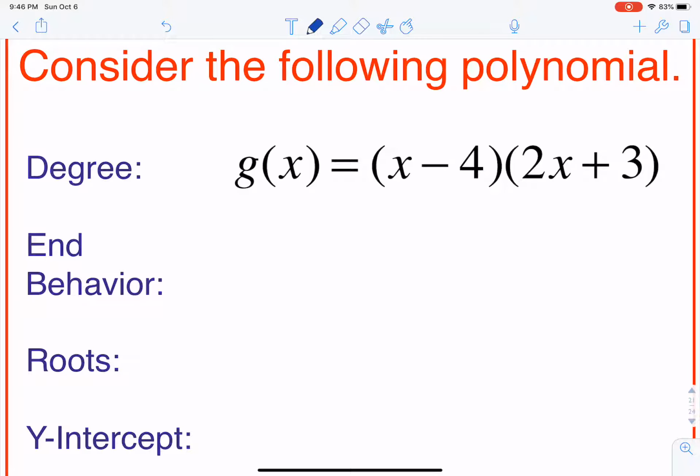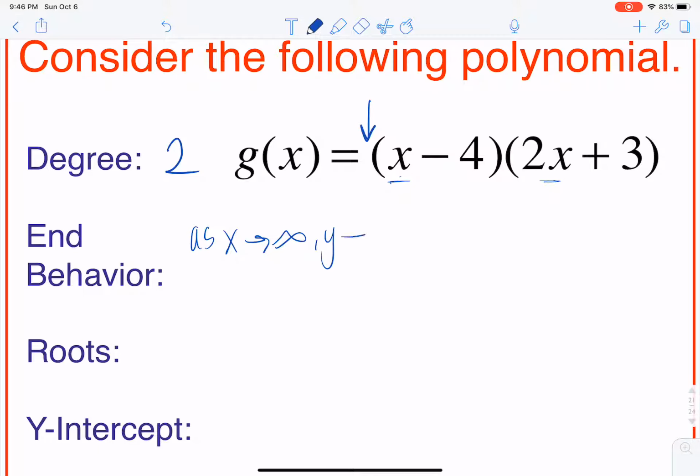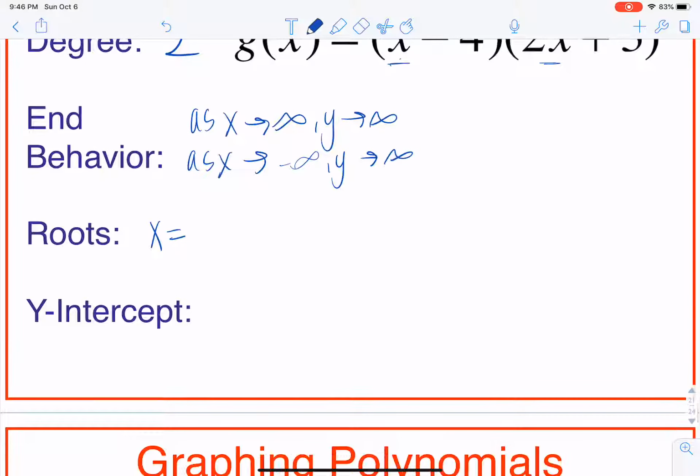Consider the following polynomial. When we're talking about graphs of these polynomials, my degree is how many times am I multiplying x together here? I'm multiplying x together twice. So my degree is 2. And we just talked about the end behavior. I have a positive lead coefficient. So as x approaches infinity, y approaches infinity. And as x approaches negative infinity, y approaches infinity. We just solved this for my roots here. So we said x is equal to 4 and negative 3/2.